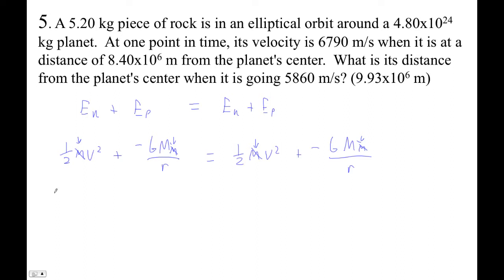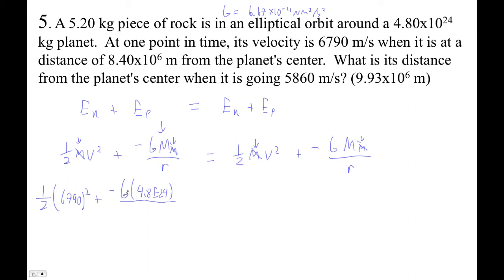Okay, so it's orbiting around the planet, so that's going to be this mass. The planet's making a giant dent in the sheet of rubber. At one point in time, it's this with that radius. So I'll go 1/2 times 6790 squared plus negative G times 4.8 e24 divided by, and G is, of course, 6.67 times 10 to the minus 11 newton meters squared per kilogram squared.